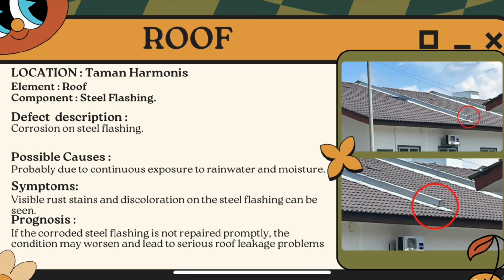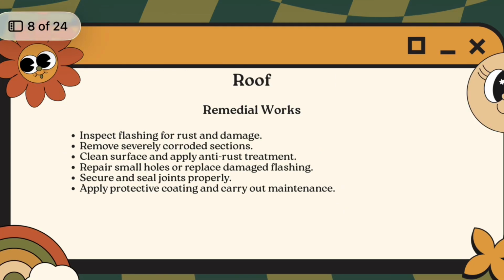The next one is also a roof, but with a different component, which is the steel flashing. The defect description is corrosion on steel flashing can be seen, probably due to continuous exposure to rainwater and moisture. Visible rust stains and discoloration on the steel flashing can be seen, and the prognosis, if the corroded steel flashing is not repaired promptly, then the condition may worsen and lead to serious roof leakage. As for the remedial works, inspect flashing for rust and damage, remove severely corroded sections, clean the surface and apply anti-rust treatment, repair small holes or replace damaged flashing, and then secure and seal joints properly, then apply protective coating and carry out maintenance.